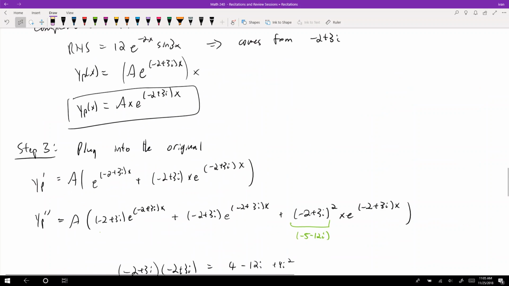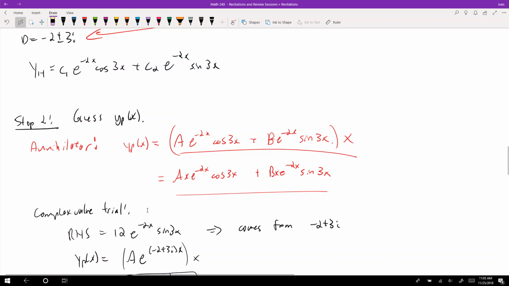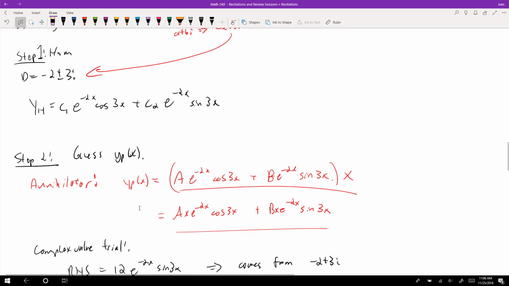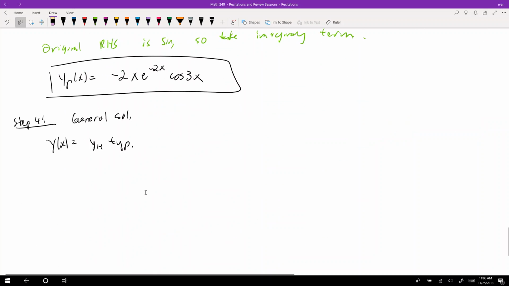So when do we use complex value trial? Again, if you look at the right-hand side and there's a sine or a cosine term, then you can always use complex value trial. If your annihilator guess ends up being really bad or really messy, then you want to use complex value trial. Usually the hint there is that you're going to have to use the product rule, or in the worst case scenario, a triple product rule. So as long as you recognize that, then you're going to be good with using complex value trial. So, okay, that's complex value trial.